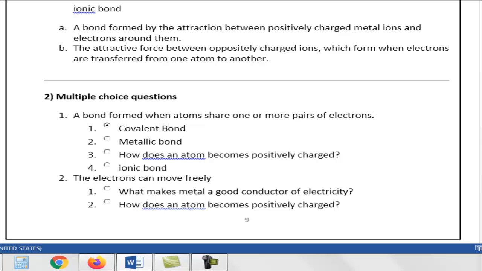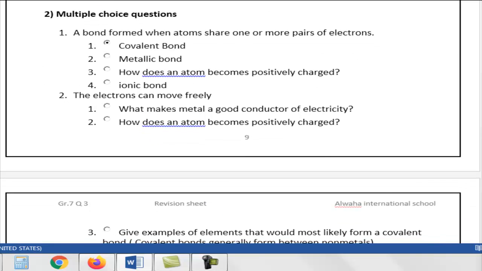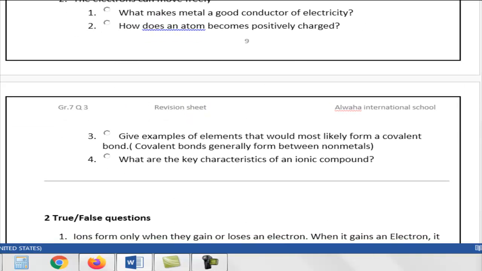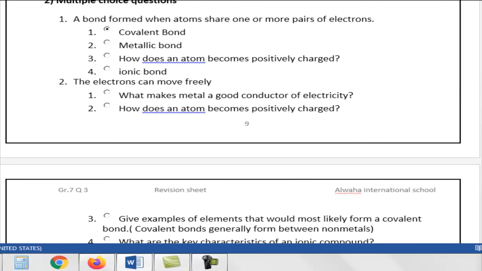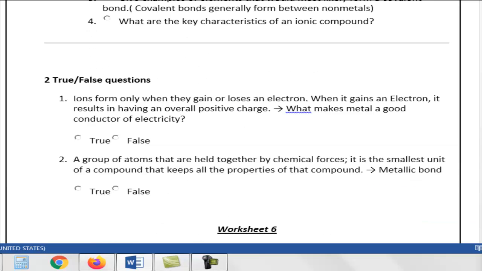The electrons can move freely. So, what makes metals good conductors of electricity? Or, how does an atom become positive charge? Or, give examples of elements that would most likely form a covalent bond? Or, what are the key characteristics of an ionic compound? Ions form only when they gain or lose an electron. When it gains an electron, it results in having an overall positive charge. What makes metal a good conductor of electricity? So number 1, it will be false.